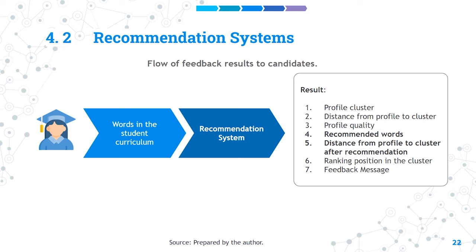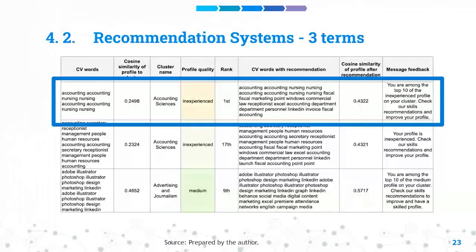So in this flow of feedback results to the candidate, the words in the student curriculum, our recommendation system provides a profile cluster, a distance from profile to cluster, a profile quality, recommended words, a distance from profile to cluster after recommendation, a ranking position in the cluster, and a feedback message. This is an example of three of the records with this recommendation.